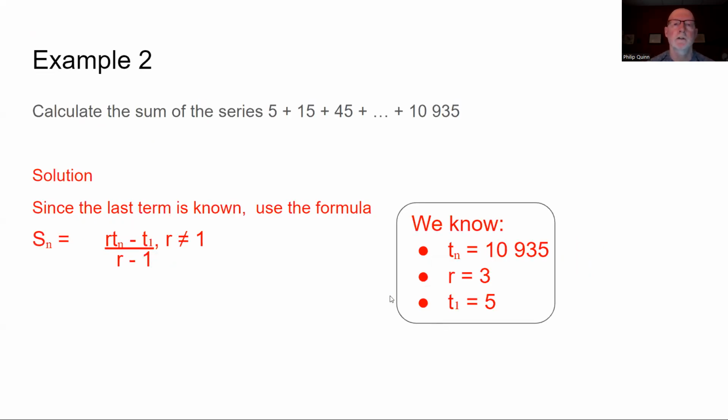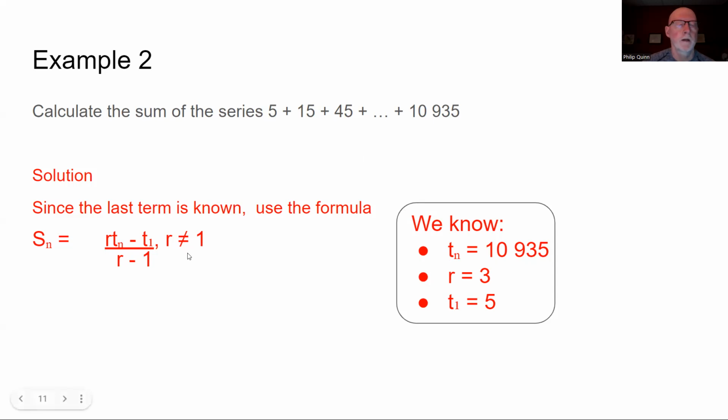Example 2, calculate the sum of the series. In this question, we know the last term, 10,935. It's Tn, or the last term. It's written right at the end of the series. Now we know the first term is 5. T1 is 5. And to get the common ratio, take any term and divide by the previous term. So 15 divided by 5 gives us the common ratio of 3. We could also do 45 divided by 15. That's still 3, and so on.